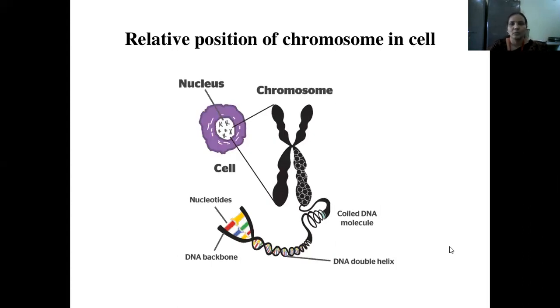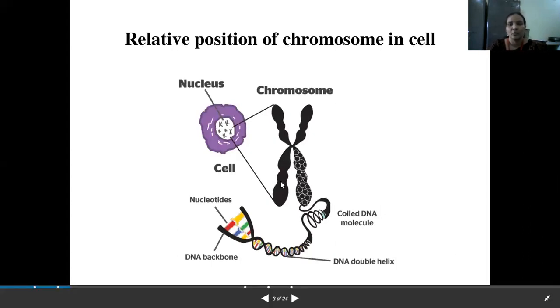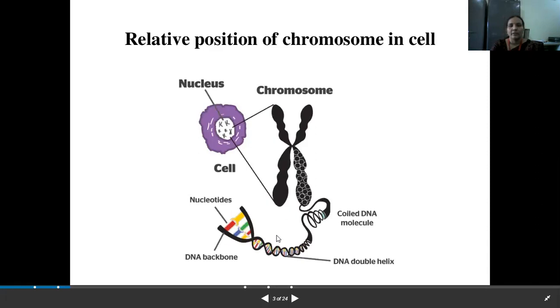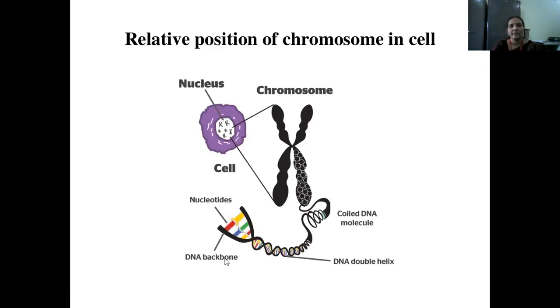So on the chromosome, DNA molecule is coiled over both the arms. So we will see the detailed structure. And what is exactly a DNA? DNA is a double helical structure. You might have learned it in the 12th class. The structure of DNA: DNA is a double helical structure having two strands. And if we see the detailed structure, DNA is made up of nucleotides and the DNA backbone. So this is the exact position of chromosome. Where is it located? It is located inside the nucleus.